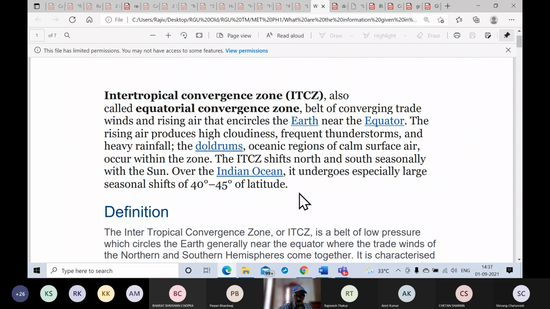The doldrums, which we will have a look at, are also located in this zone. But the thing to remember is that the ITCZ shifts north and south seasonally, and it can have some very large seasonal shifts of 40 to 45 degrees latitude over the Indian Ocean.